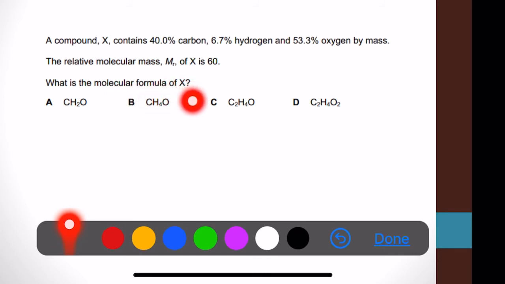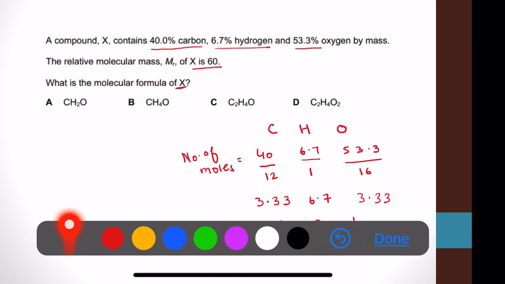In this question, we have to find the empirical formula. First of all, from the given percentages, carbon, hydrogen and oxygen, we will find their number of moles, because percentages are equal to grams in 100 grams, right? There are 3 elements present in the compound.